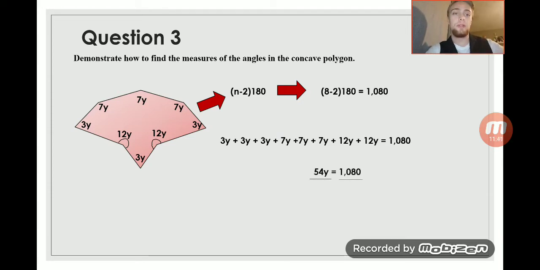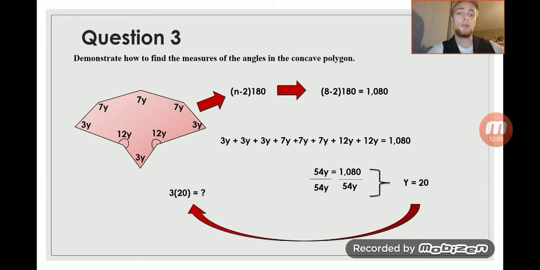And then what we're going to do is marginally simple algebra. We're going to add all of them together. They are like terms, so the y will remain. That will give us 54y. We're going to set that equal to 1080, and then we will divide both sides by 54. 54 takes itself out, and so we are left with y equals 20.